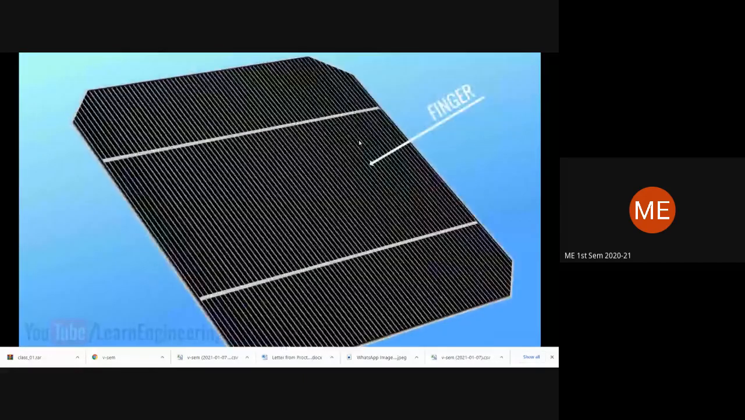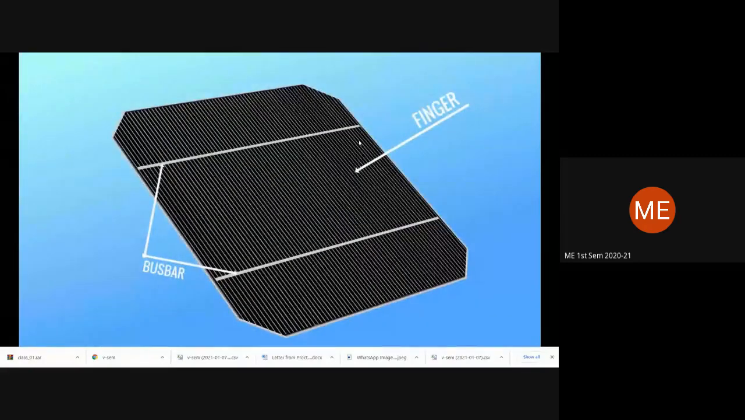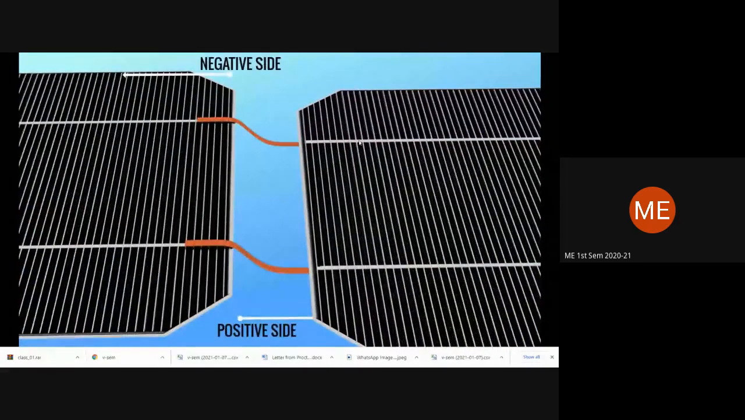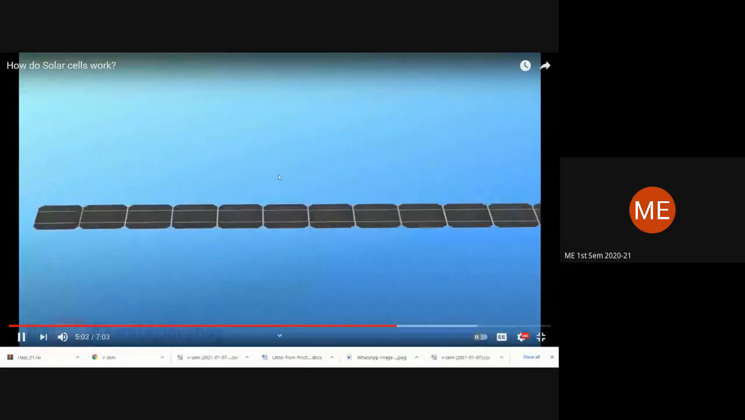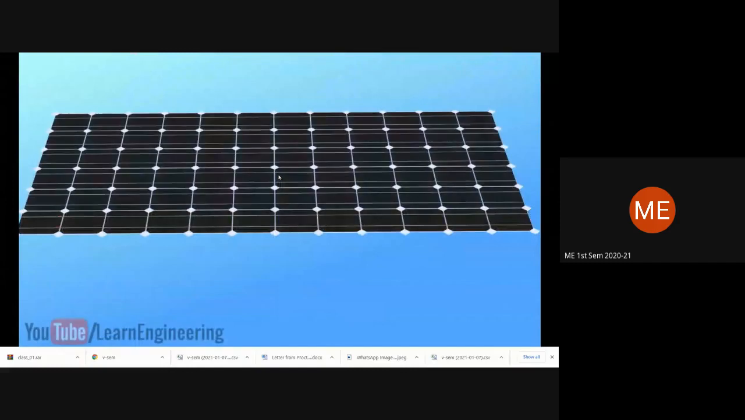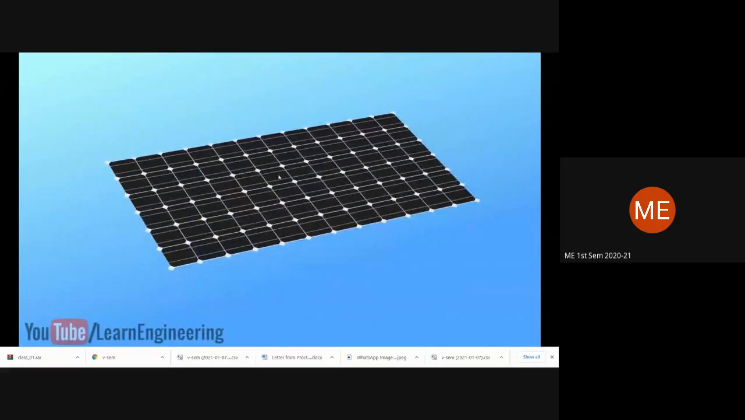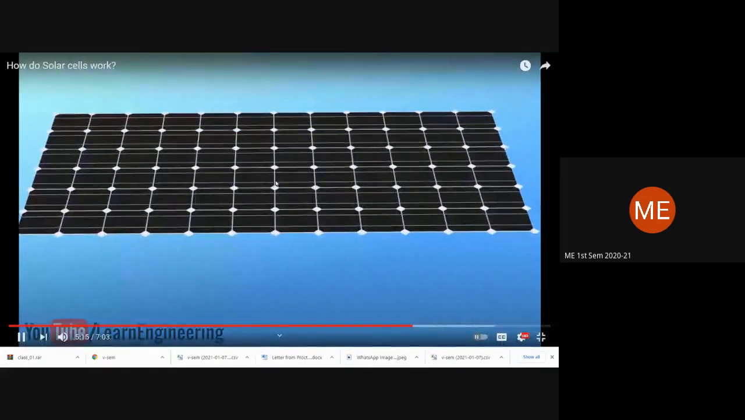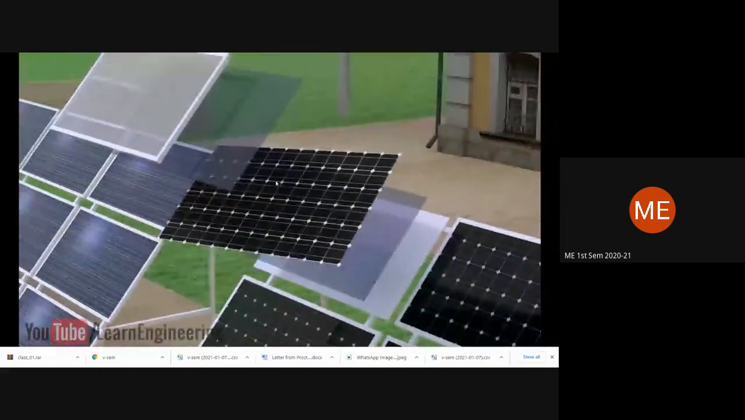After passing through the fingers, the electrons get collected in bus bars. The top negative side of this cell is connected to the back side of the next cell through copper strips. Here, it forms a series connection. When you connect these series connected cells parallel to another cell series, you get the solar panel. A single PV cell produces only around 0.5 volts. The combination of series and parallel connection of the cells increases the current and voltage values to a usable range.